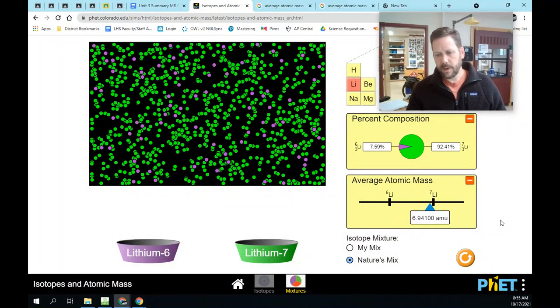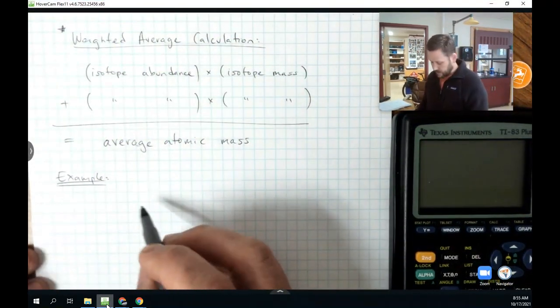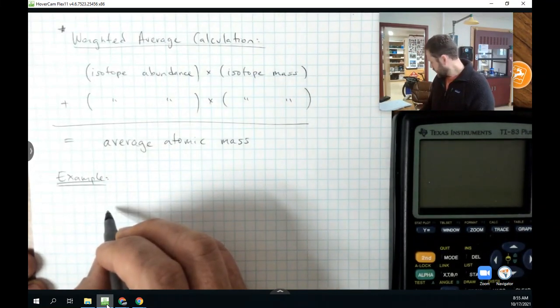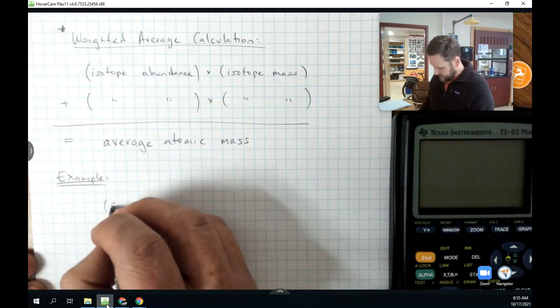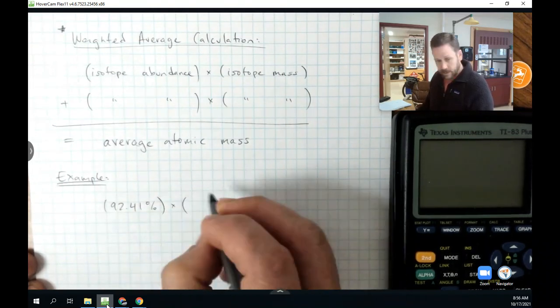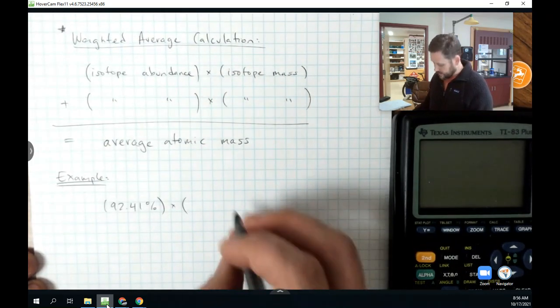Here it is. We have 7.59% of lithium atoms being lithium-6 and 92.41% of atoms being lithium-7. Well, let's see. I would take that data and plug it in like this. The isotope abundance will start with the more common isotope, which was 92.41% of lithium atoms, and I'm going to multiply it by the mass of that isotope of lithium.